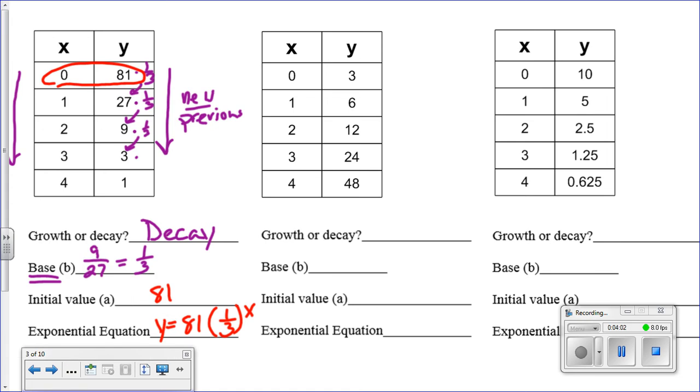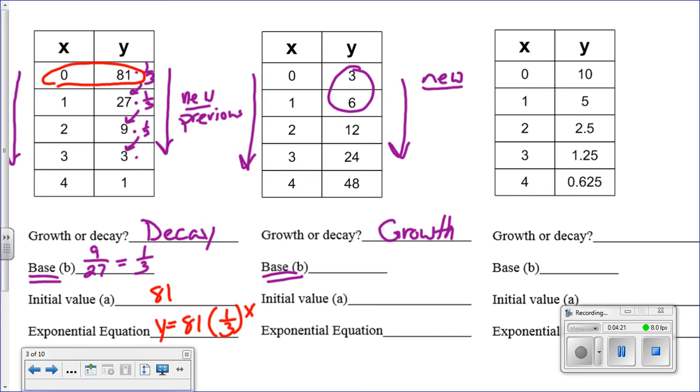Okay, let's try the next one. As x gets large, let's take a look at our y values. Those also get large. Therefore, this is growth. To get my B, I'm going to take any two consecutive output values, and I'm going to do the new over the previous. So that means I'm going to do 6 over 3, and that means my base is 2. So let's just make sure this works. If I multiply 3 times 2, yep, I get 6. Times 2, yep, I get 12. Times 2, I get 24, and so on.